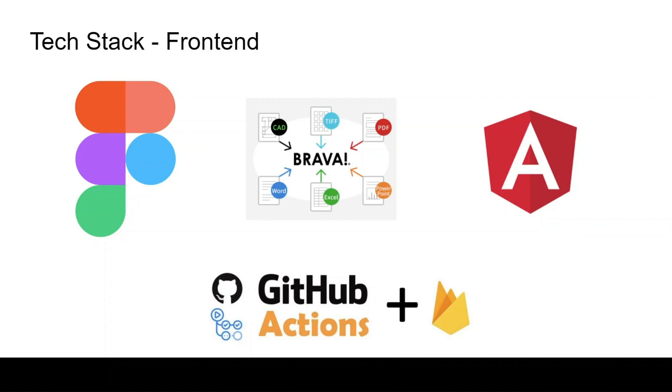So we're using Figma for UI/UX design so that our application is easy to use. And along with that, our framework is Angular. We use Angular Material to create a UI that is visually appealing and easy to use for the users. And moreover, we have integrated the Brava viewer provided by OpenText to view our medical reports. And in the future, we're planning to deploy through GitHub Actions to Firebase.